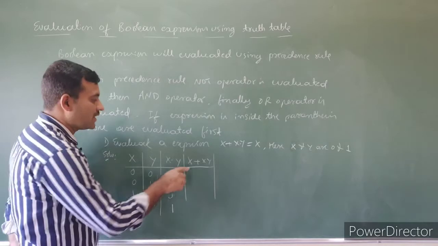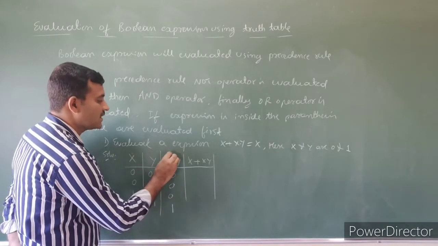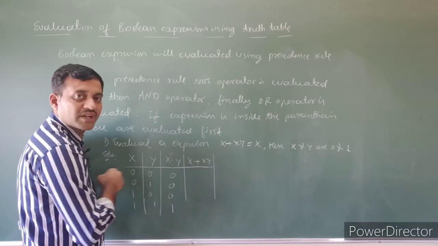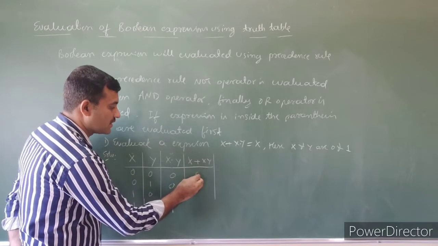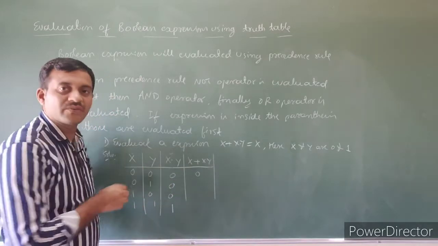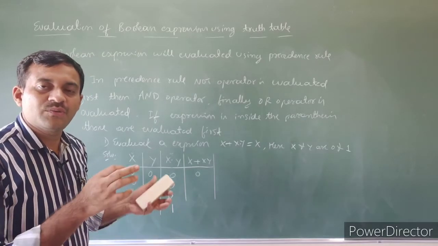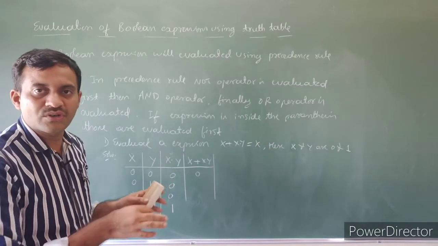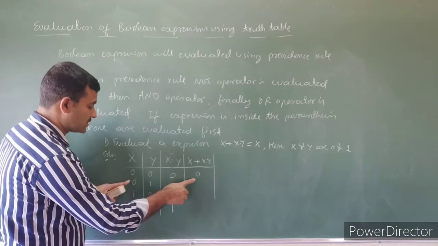Then we have to evaluate x plus xy. See here the x column, then this is the x into y column. From this we have to perform OR operation. 0, 0 in an OR operation, result is 0. What is the output of OR operation? If any one of the values is 1, output is 1. If all the values are 0, output is 0. See here all the values are 0, output is 0.